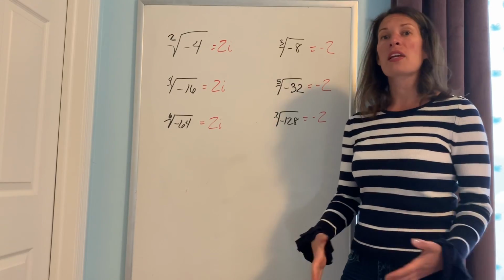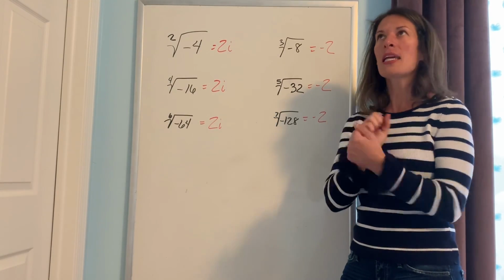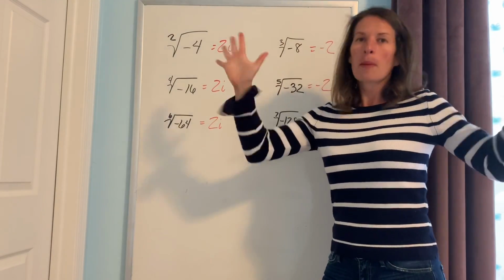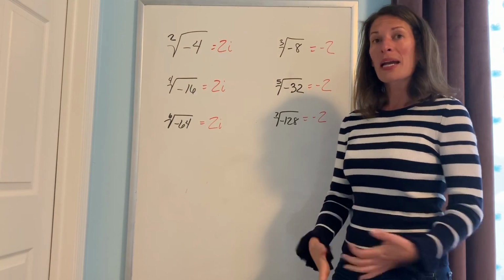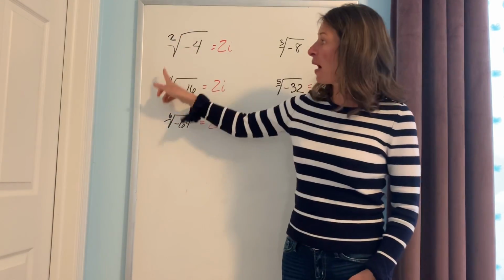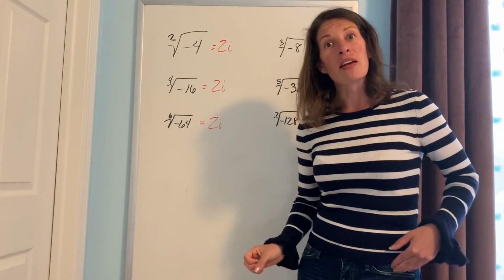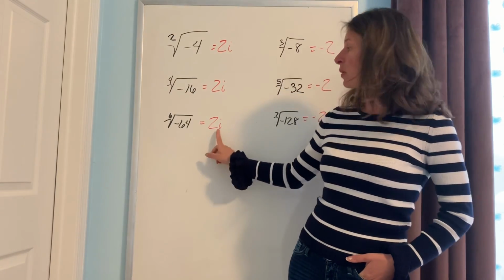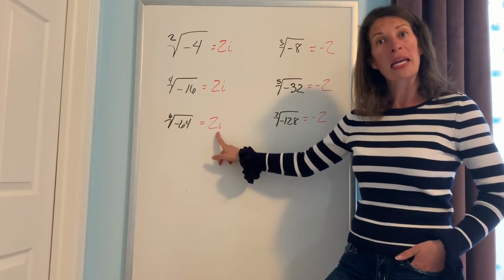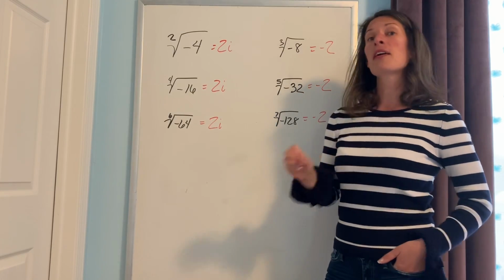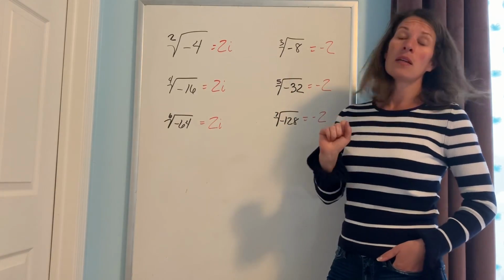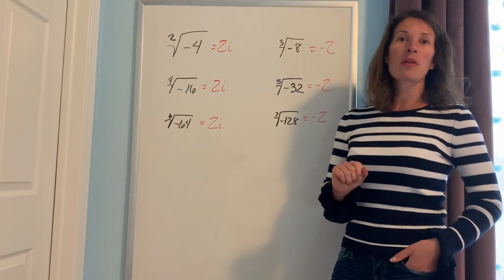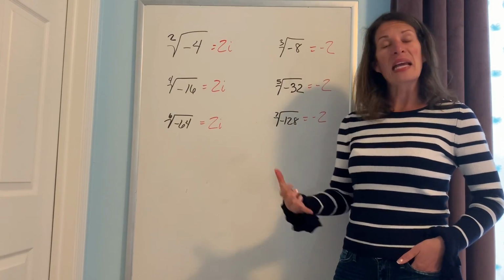So one of the things that I have on the bottom of your notes, in bold, starred, a massive thing that I want you to recognize, is that if our index is even, and it's trying to take a negative number, we're going to end up with an imaginary answer. If our index is odd, and we have a negative number, we're going to end up with a negative answer.